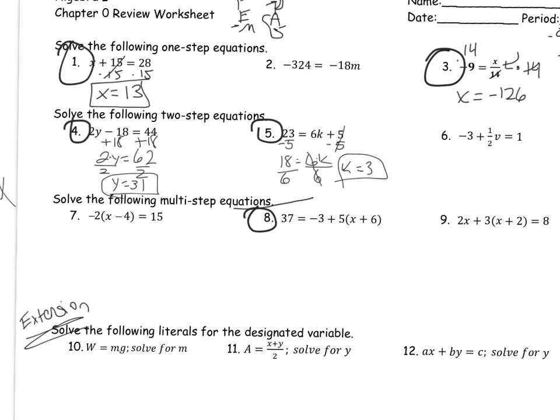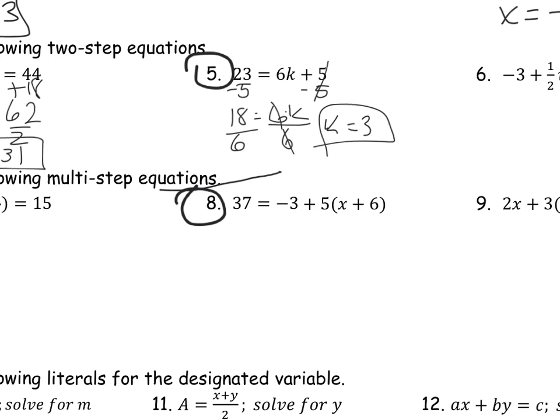Okay, solve the following multi-steps. This means it could be more steps than just the 2 or 1 that we did here. Well, first thing I see is multiplication, because I can't combine x plus 6, so I need to distribute the 5 to both terms, so I'm just going to rewrite everything else. 37 equals negative 3 plus 5x, and then plus 5 times 6 is 30. Now remember, when solving an equation with variables or expressions on both sides, you have to simplify or combine like terms first. So we get 37 equals negative 3 plus 30, which is 27.